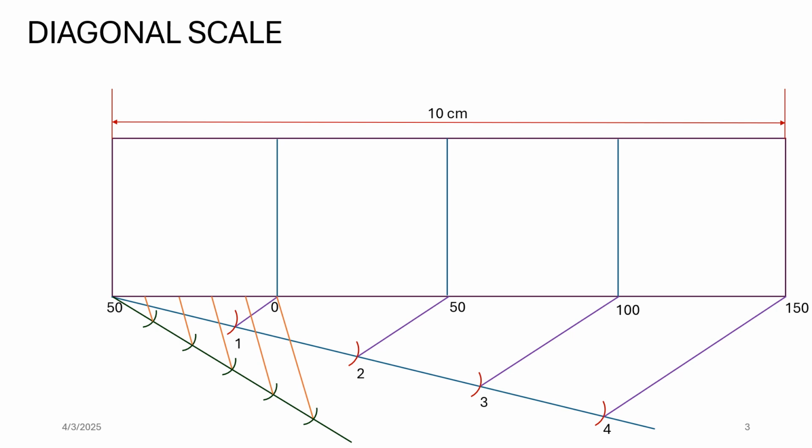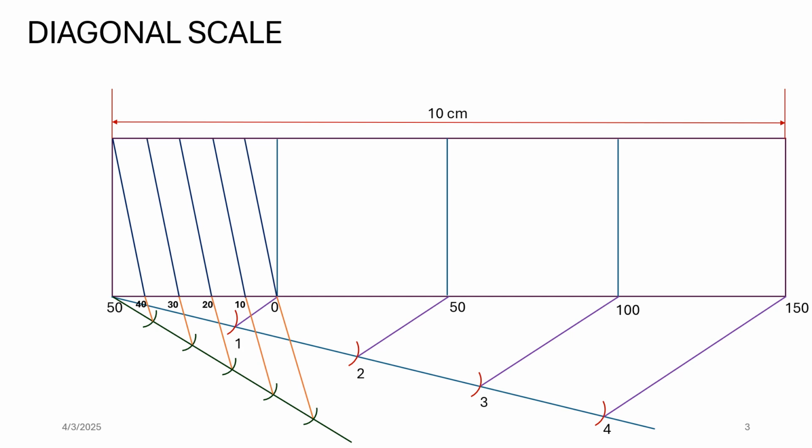Now from the last point, we join the corner of the division part. So each part is giving us 10 meters. So we join this last one with the corner part, and then from other points we draw parallel lines to the first one. So here we have these lines.